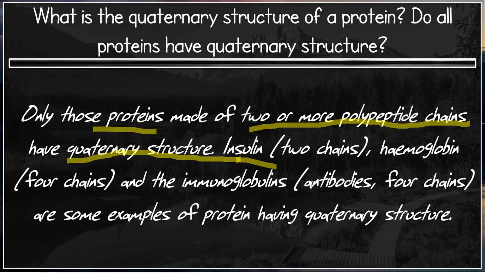Insulin has 2 chains. Hemoglobin has 4 chains. Immunoglobulin, the antibodies, have 4 chains. These are some examples of proteins having quaternary structures.